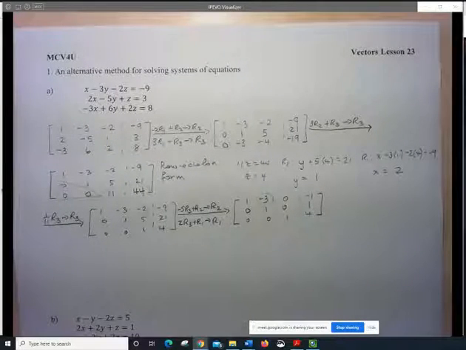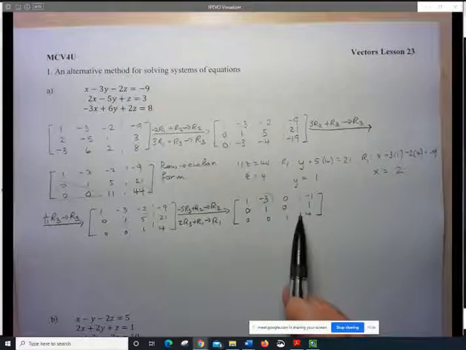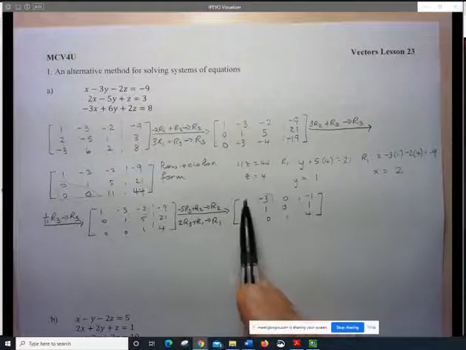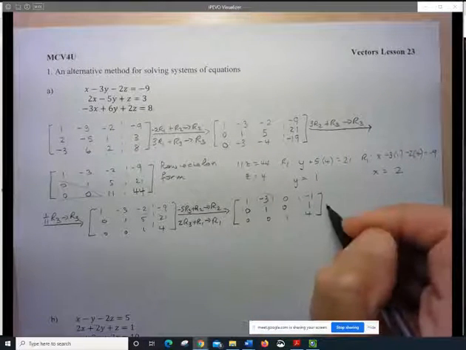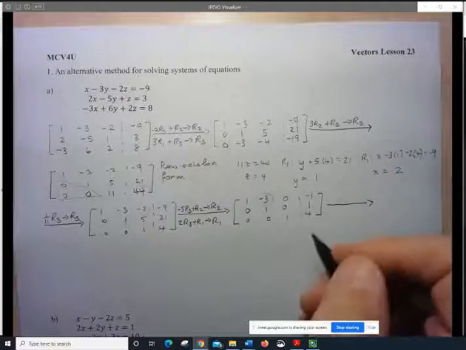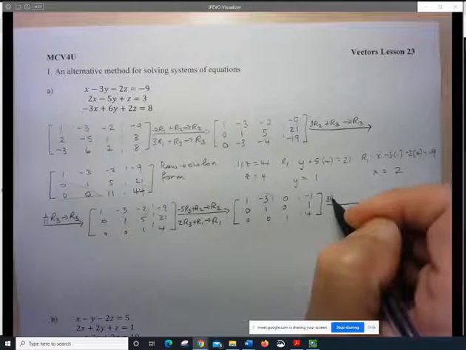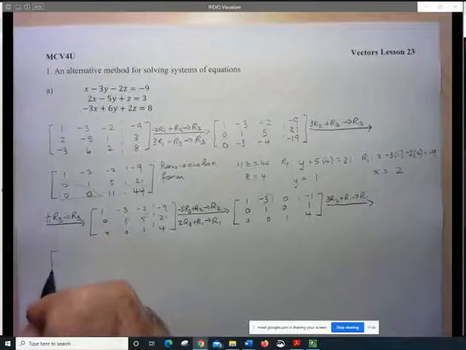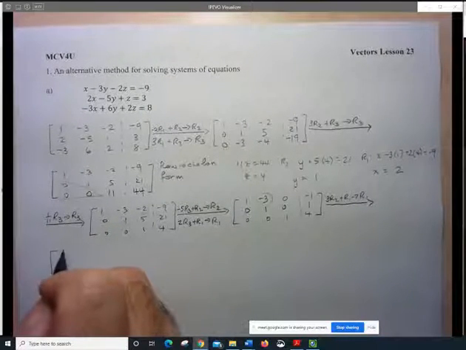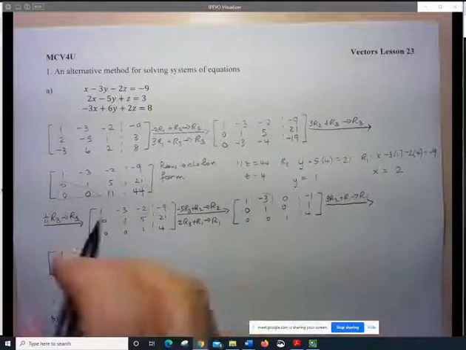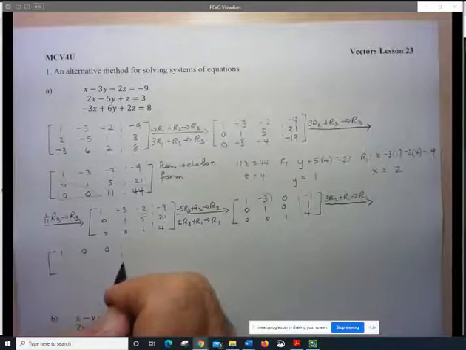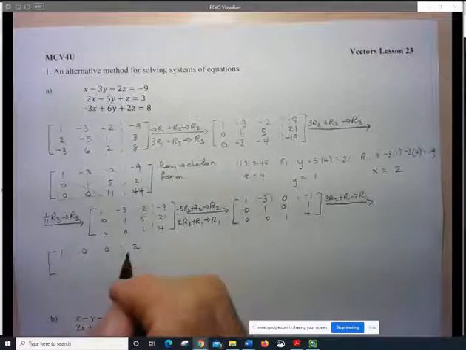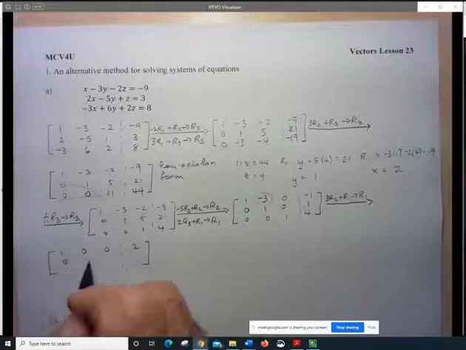What row am I going to use to get rid of that? I'm going to use row 2 because, again, look what I have, a 0 on either side. It's not going to affect these two numbers. So here I'm just going to do 3R2 plus R1, and I'm going to replace R1. So here, what do we have? We have 1. -3 plus 3 is 0. That 0 won't change. Here we have 3 minus 1 is 2. And everything else stays the same.